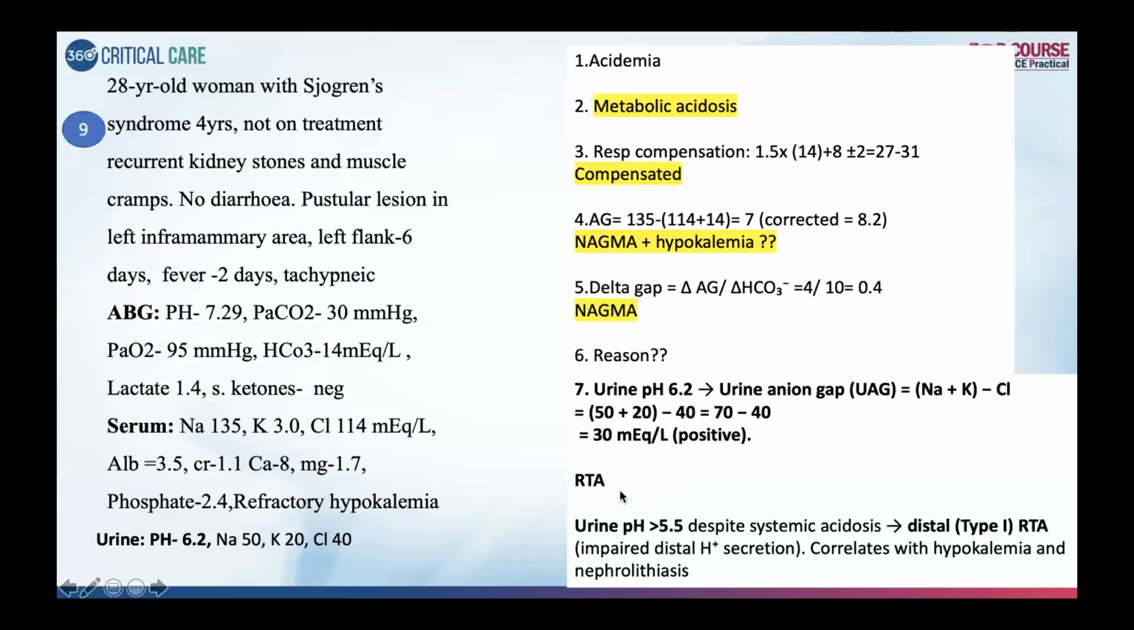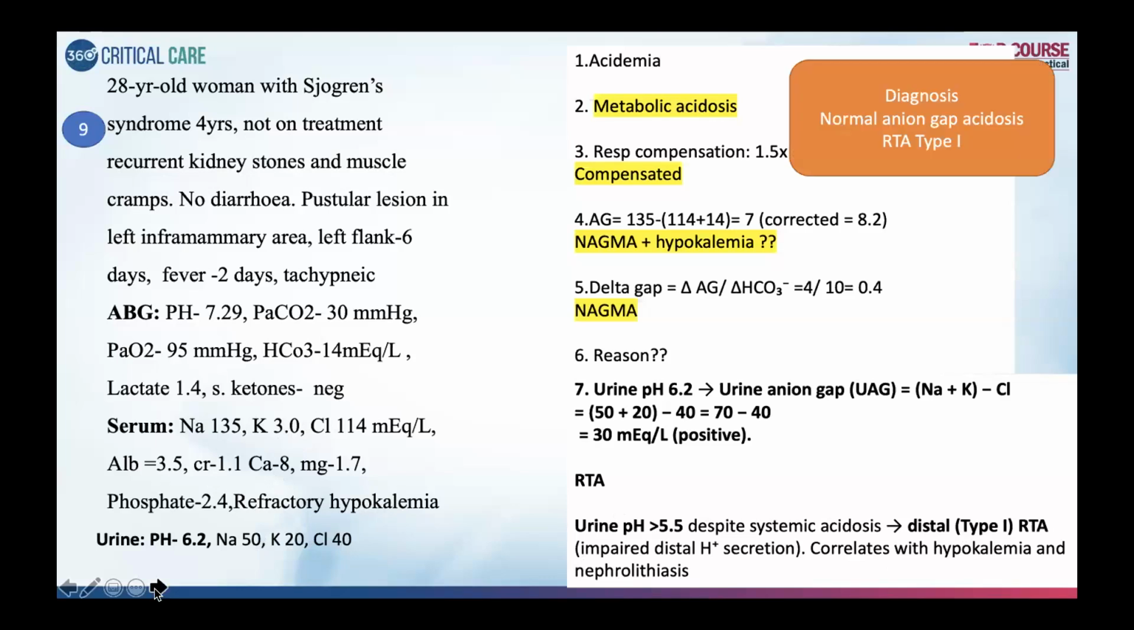Which type of renal tubular acidosis? That you will have to look into various other things. History wise, the patient has Sjogren's and kidney stones, and the pH is more than 5.5. So these three things, especially the pH more than 5.5, point to type 1 RTA, the distal RTA. Also there is hypokalemia in this patient. And here there is another catch in the question: there is refractory hypokalemia, so that is one thing you have to note. So this is a type 1 RTA.